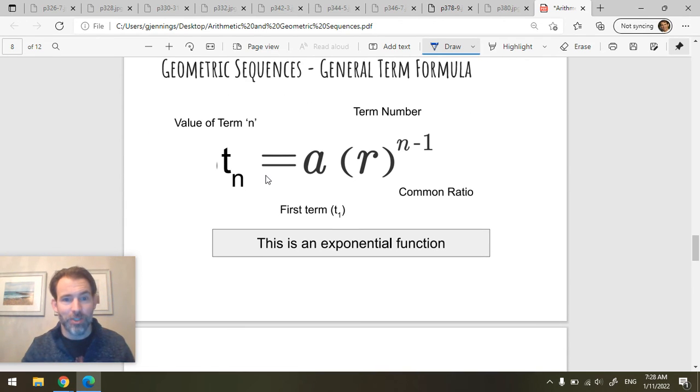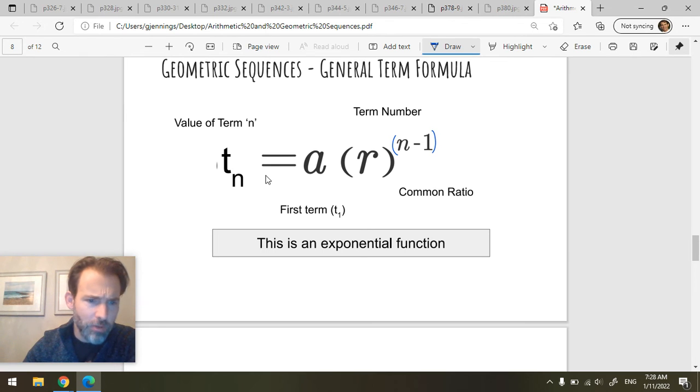Now let's look at geometric sequences. So here, geometric sequences. We're going to have a general term here. So t n, this is the nth term. We read that as the nth term. So this is the value of term n, or the nth term, is equal to the first term, a, multiplied by the common ratio raised to the power n minus 1.